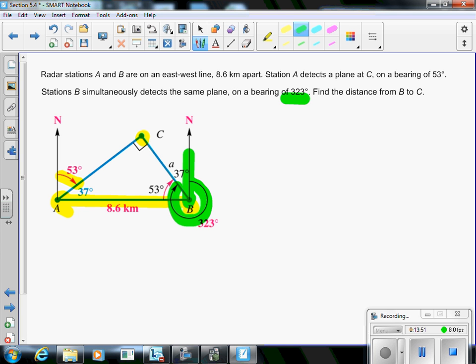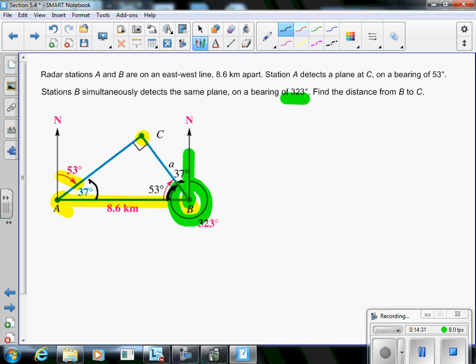323 degrees. Well, 323 degrees then, I know that to do a full rotation back to north would give me 37 degrees. Because that's 37 degrees, these make a right angle because this 8.6 was an east-west line. I know that this has to be, since it's 37, this angle has to be 53. Also, alternate interior angles shows me over here that angle A must be 37 degrees.